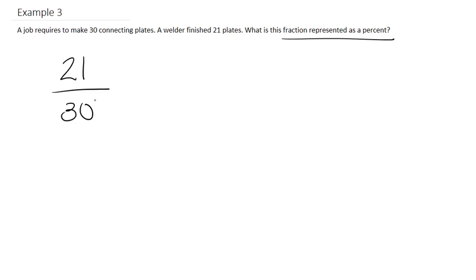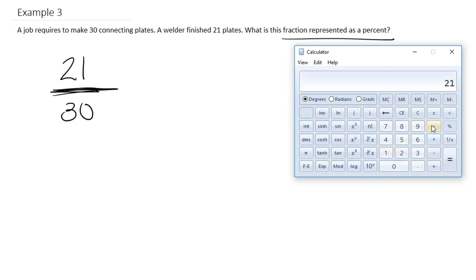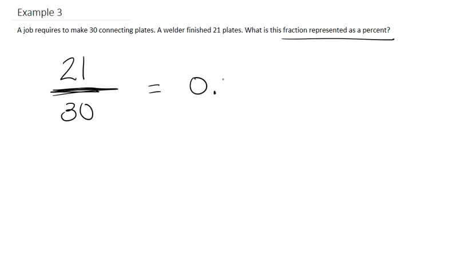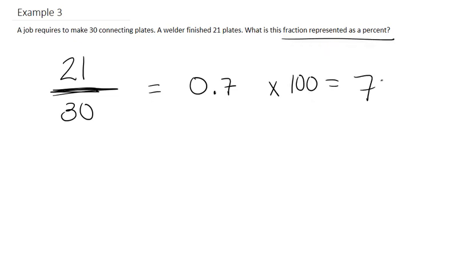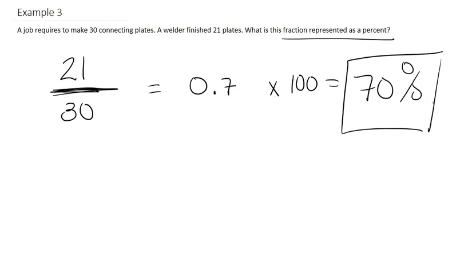So what we would do then is go 21, and then we see that this fraction bar is actually division. So we can just go 21 divided by 30, which is 0.7. Then our next step will be to multiply this by 100. And we get 70. So this would be our fraction represented as a percent. Now let's do another example.